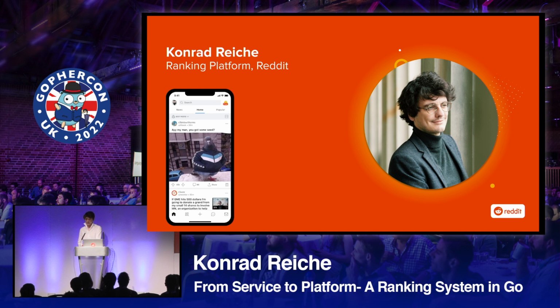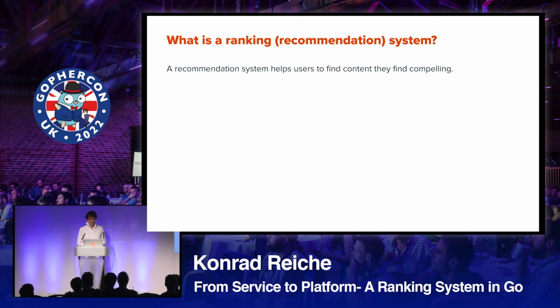So some of you might have come to this talk to learn about recommendation ranking systems. And this guy talks about Redis in-memory cache and Unix pipes. You wonder what's going on here. So let's cover the basics. What is a recommendation system?